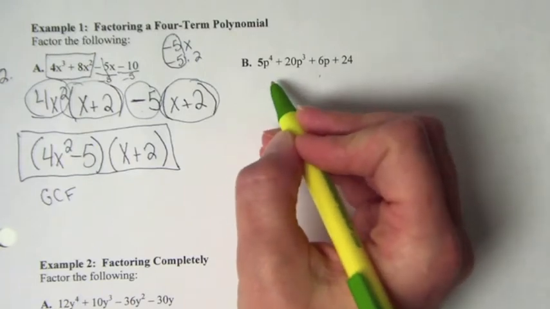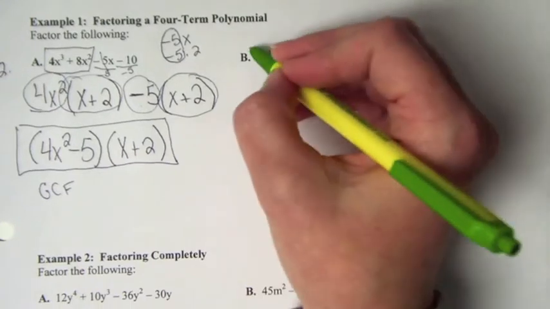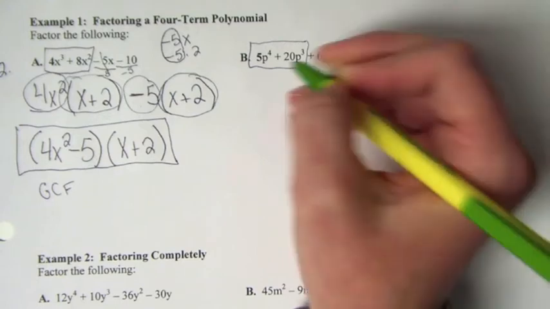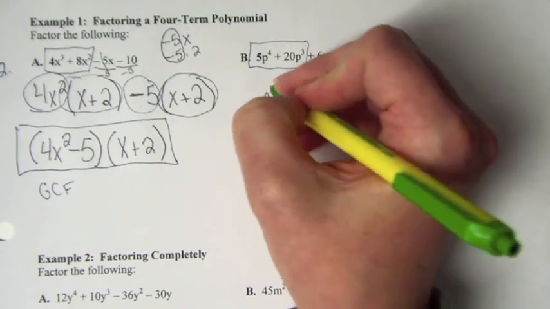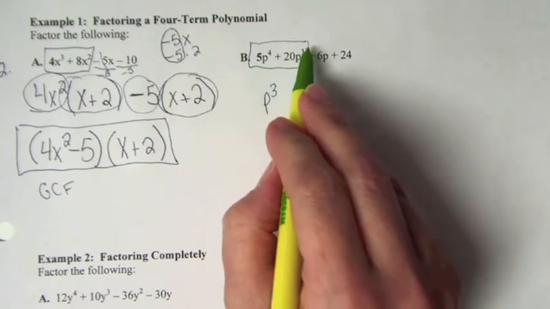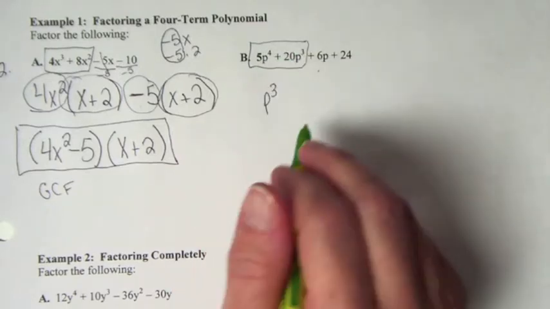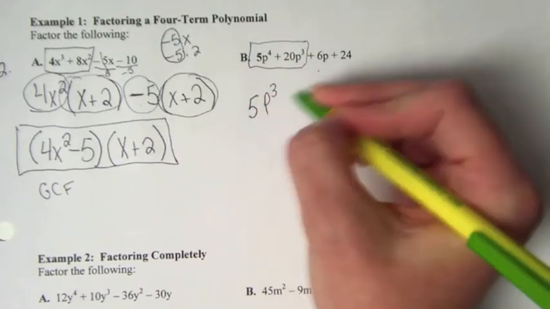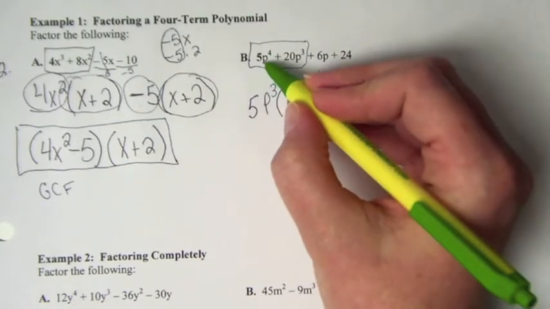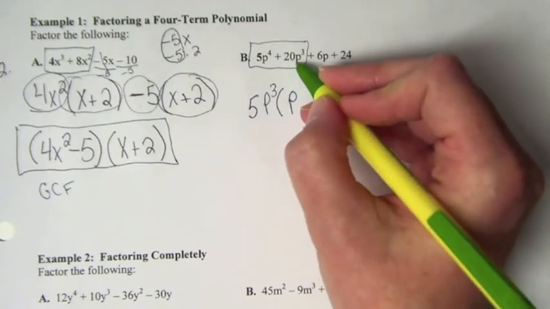For letter B, we have 5p to the 4th plus 20p cubed plus 6p plus 24. So we're going to take these in groups. We're going to first take 5p to the 4th plus 20p cubed. We know they're going to have p cubed in common because, look at the term with the lowest exponent, and that's how many p's we're going to have in common. And then look at the numbers, 5 and 20. So the greatest common factor there is going to be 5. So we're going to take a 5p cubed out of there. That'll leave us with a p up here, and then here, it'll leave us with a 4.